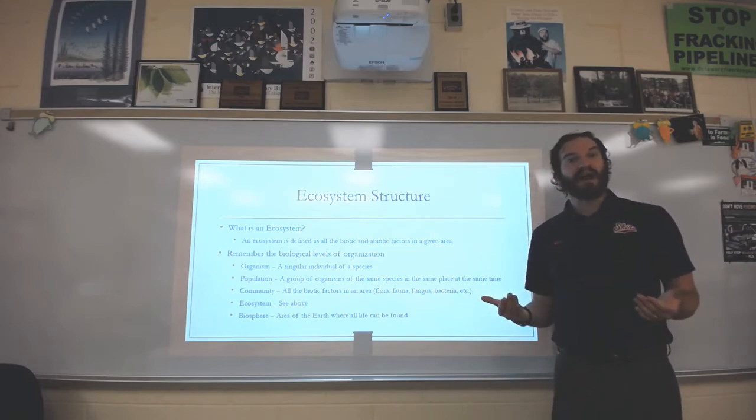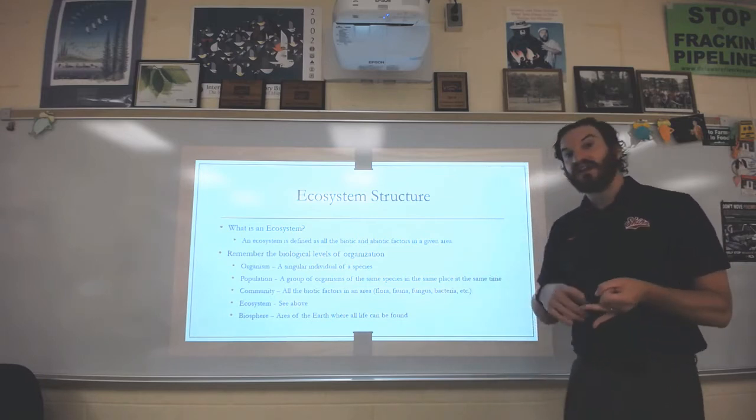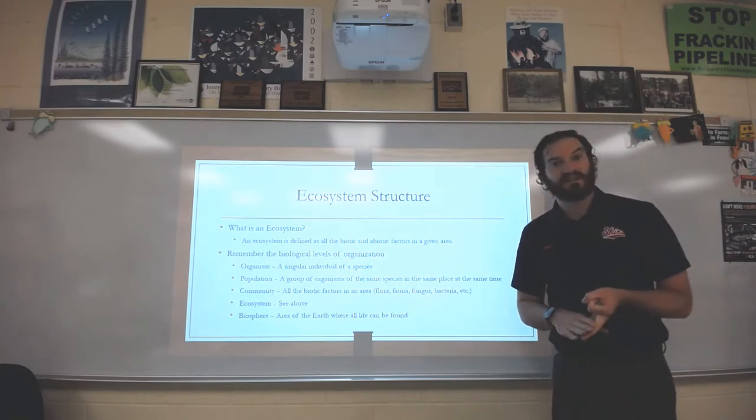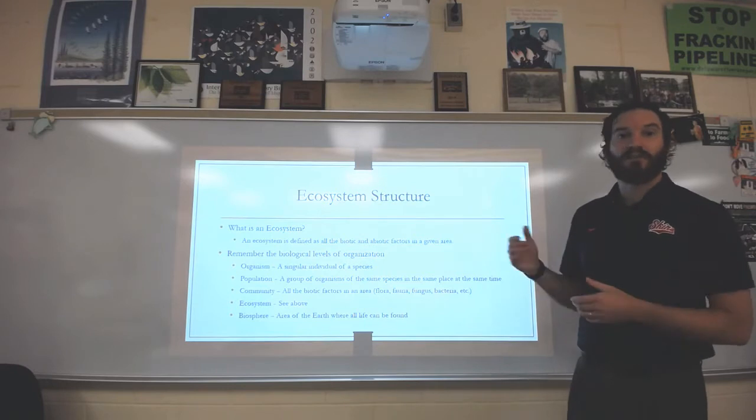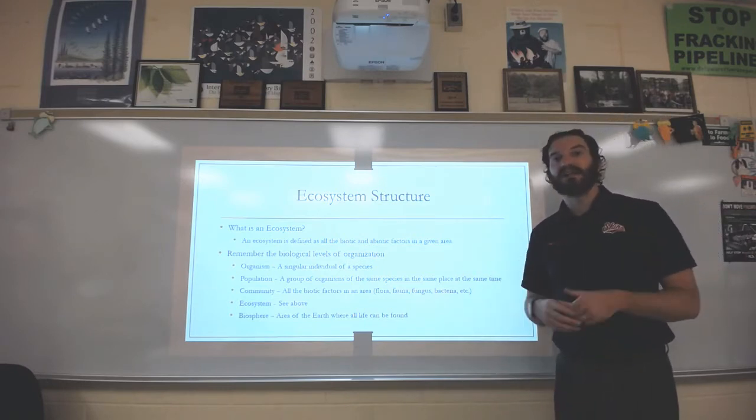Then you have your abiotic factors: the amount of sunlight, hours of sunlight, the intensity of the sunlight, the relative humidity, the amount of precipitation, the amount of rocks, and all of these different other non-living factors that can influence an ecosystem.